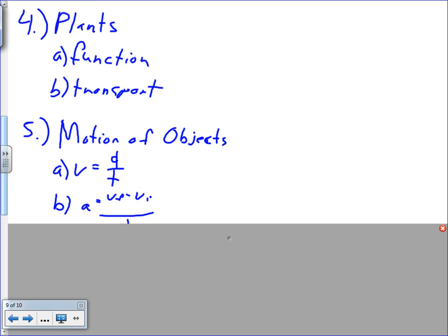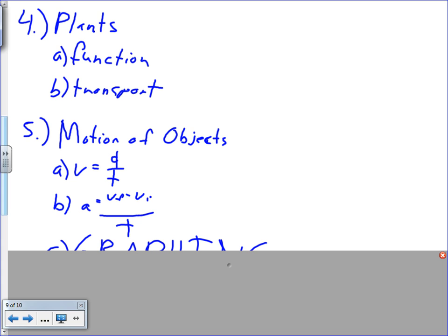All right, so motion of objects, V equals d over t. Okay, so there'll be problem solving to do with these, but the problem for V equals d over t is probably in the multiple choice.